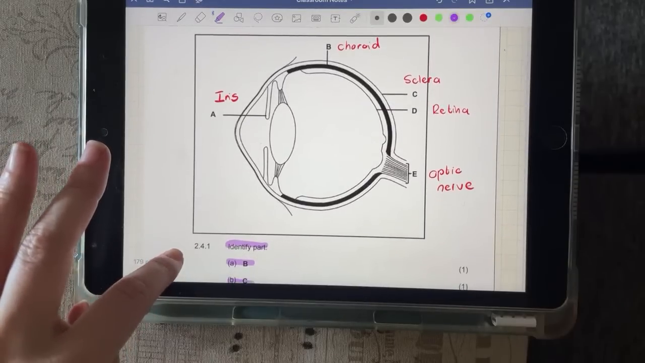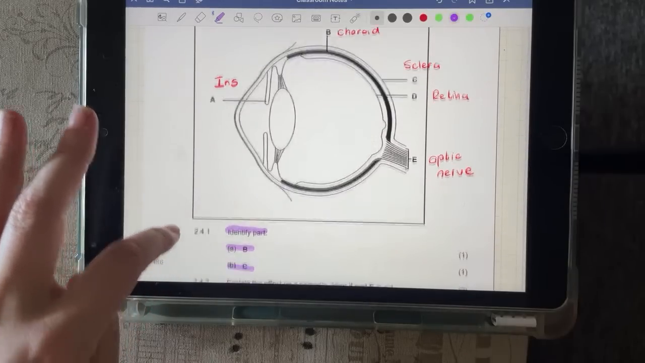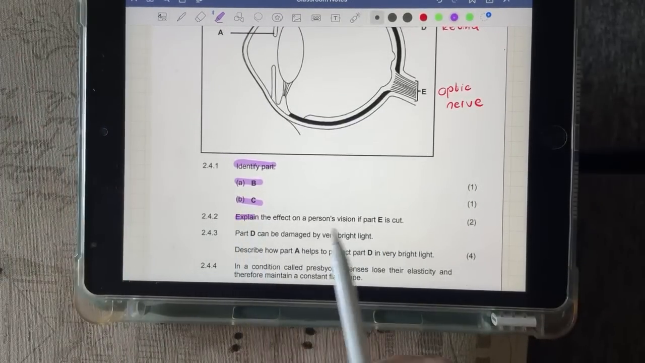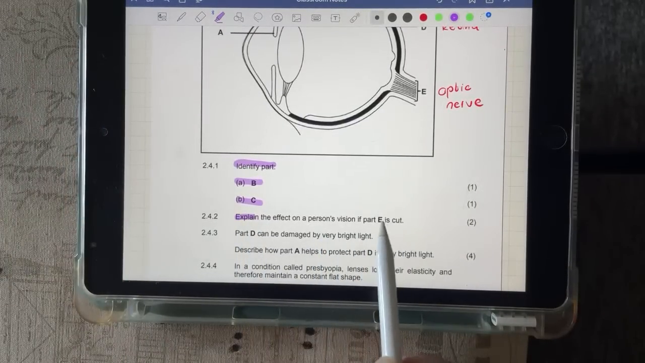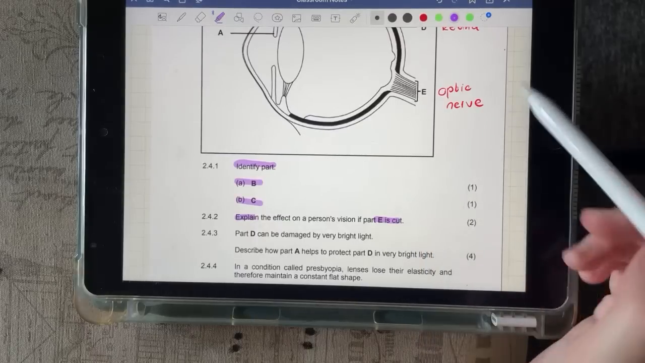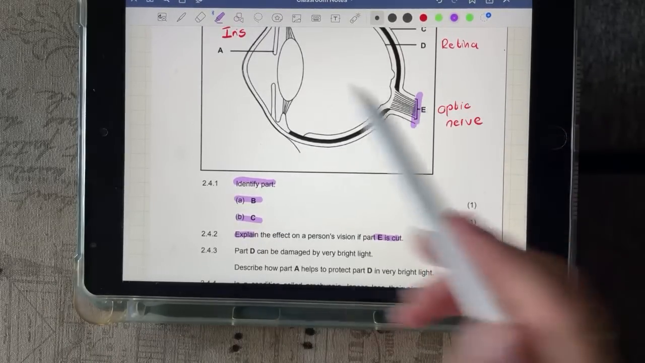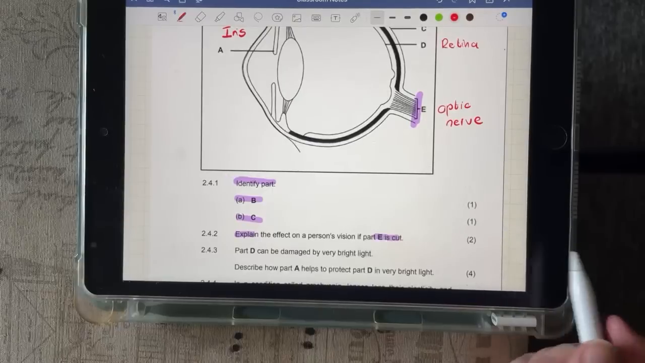B is the choroid, C is the sclera. Now let's move on to 4.2. It says explain the effect on a person's vision if E is cut. So remember, E is the optic nerve. It's this one over here. So if we cut the optic nerve, what is going to happen?